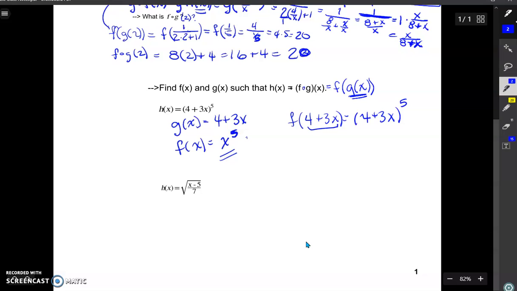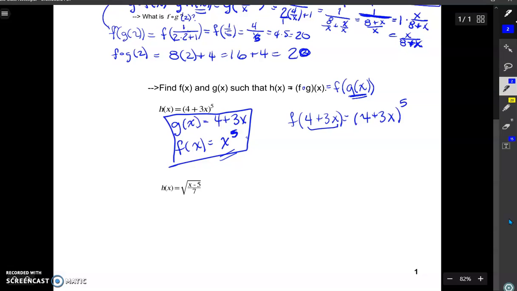Okay, let's look at the second one. So here is our answer. We broke the function h of x into the two functions that make up the composite. Okay, so let's look at this next one. And I always start with the variable. What is happening to x? What does this function say to do to x?